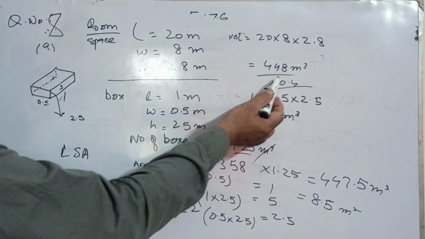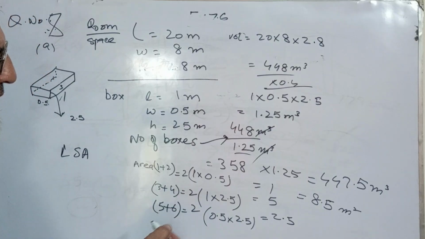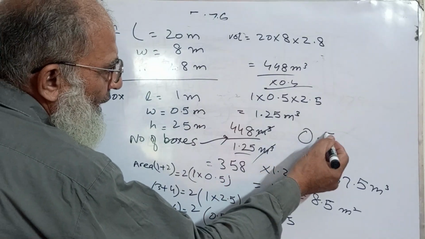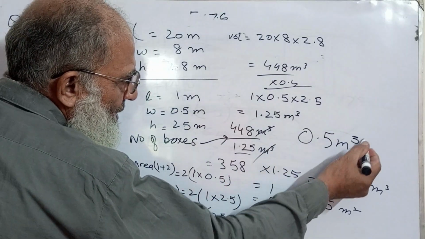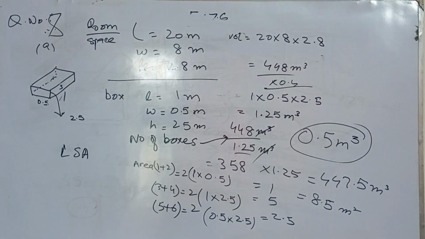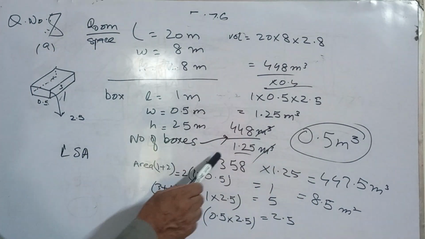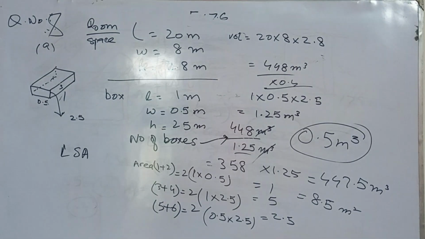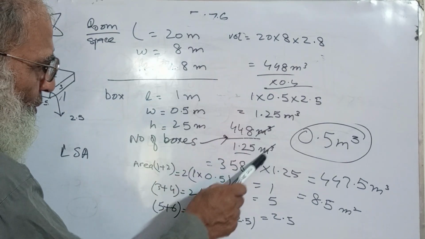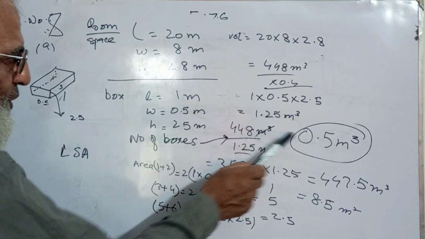Now actually it was 448. Only 0.5 meter cube space is left behind. The space left in the room is 0.5 meter cube, in which you cannot store a box of this size, of this volume.